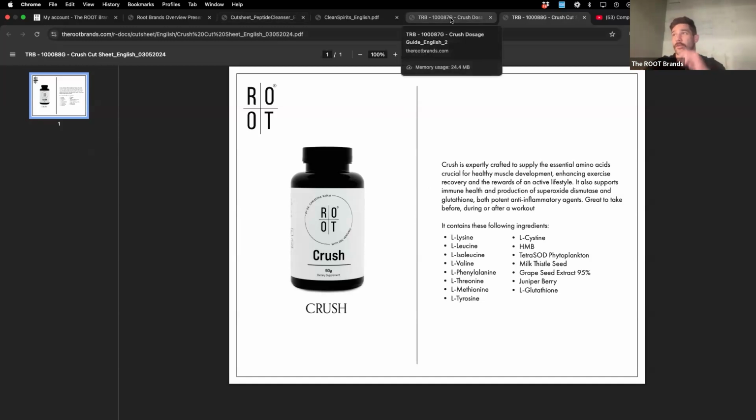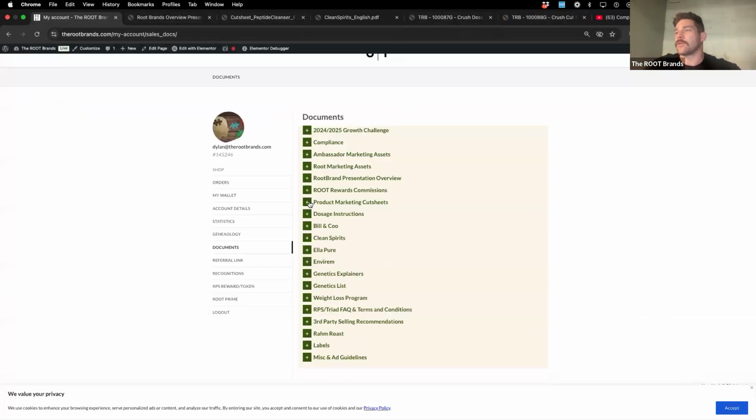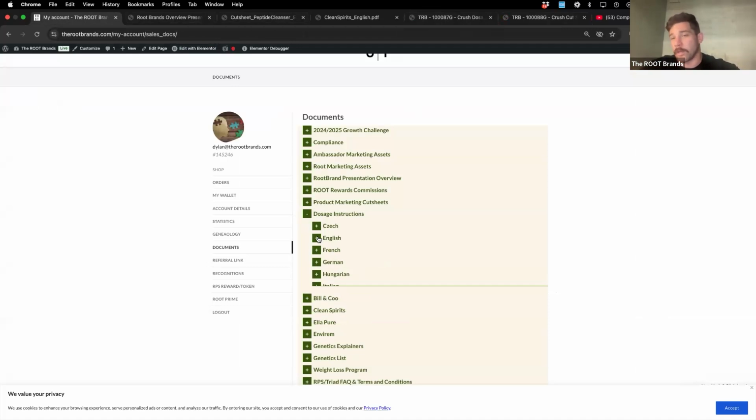Cool thing about this, we also have another section for dosage. A lot of people ask questions about how to take a product, and that is just found right underneath the product marketing cut sheets. That'll be for every product that we have, and if we make new products, we'll have new dosage and marketing cut sheets.